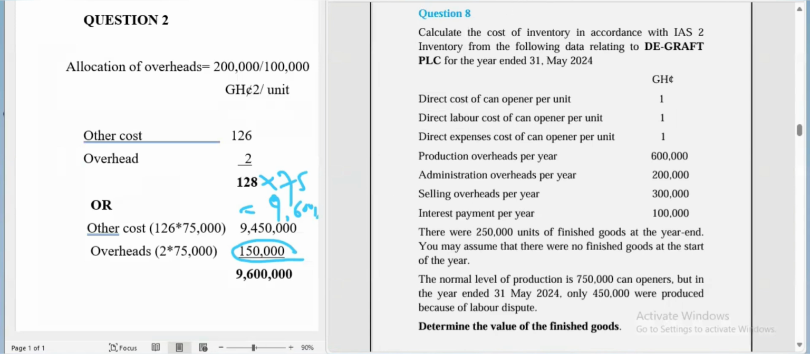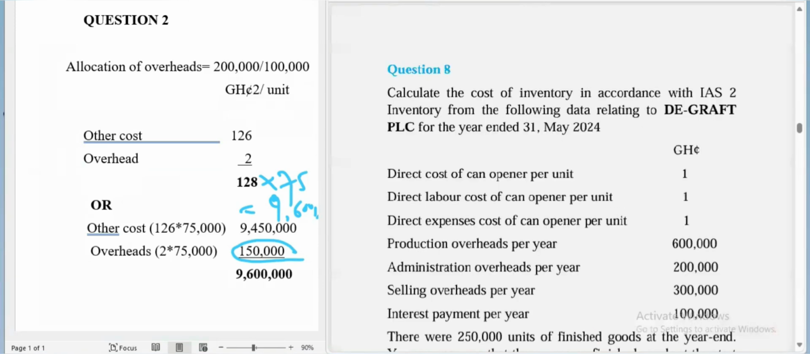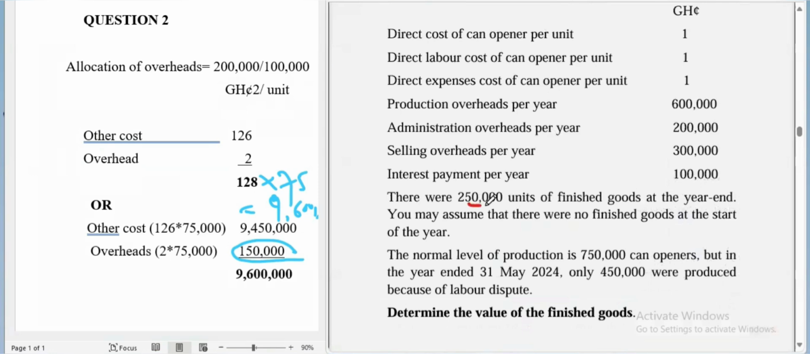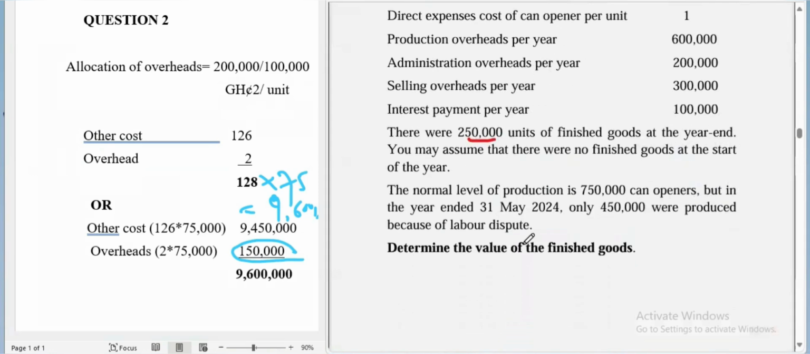So we're told that we had 250 units of finished goods. And then you may assume that there were no finished goods at the start of the year, so no opening inventory. The normal level of production is 750,000. Whenever you hear normal level of production, it means they want us to do allocation of overheads. But in the year ended 31st May 2024, only 450,000 were produced because of a labor dispute.